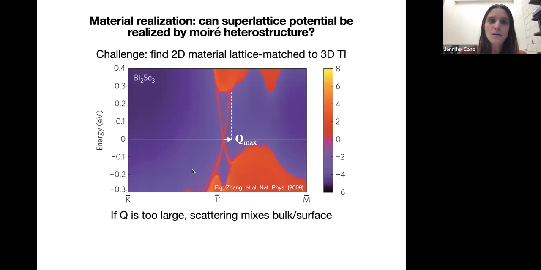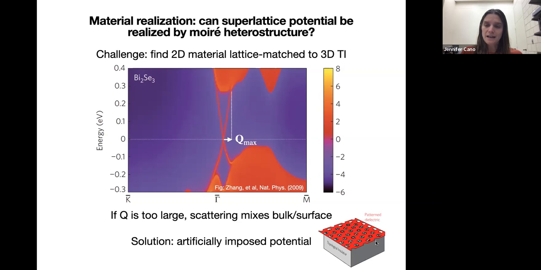So one of the natural questions is, regarding material realization, can we make a moiré heterostructure on the surface of a 3D TI? The challenge is that we need to find some 2D material which is lattice matched to the TI surface and ideally insulating so that the only effect is to create a potential. We don't have a material like this in mind. The lattice matching is a pretty strong constraint. If you're not well enough lattice matched, then you end up with too large of a wave vector, which mixes the bulk and surface states. So we never found a promising material combination.